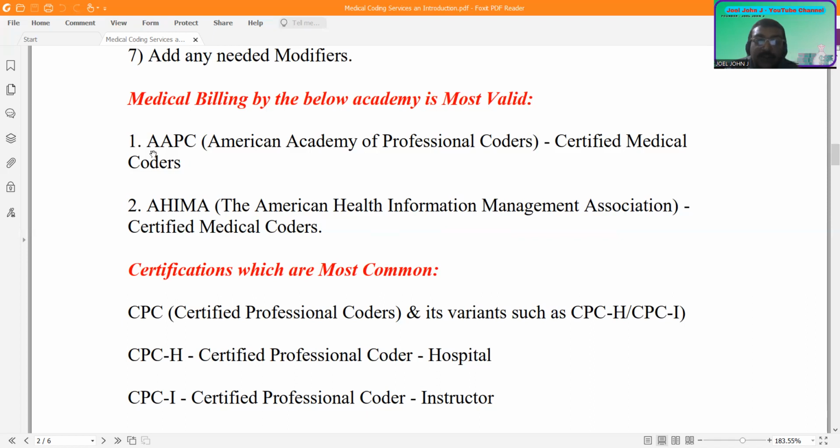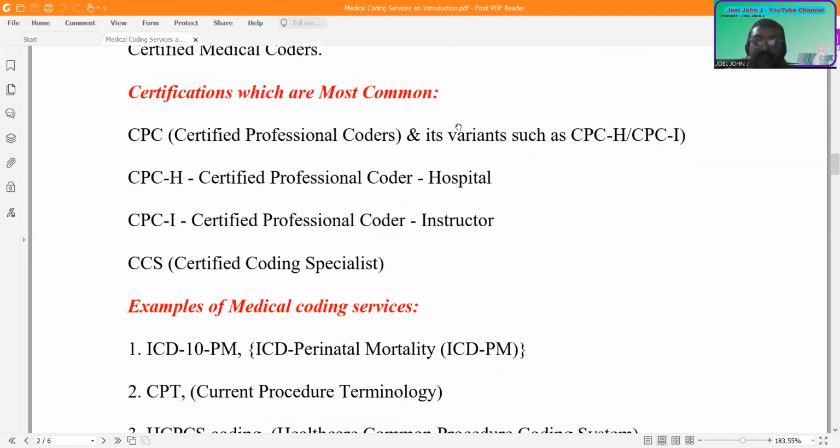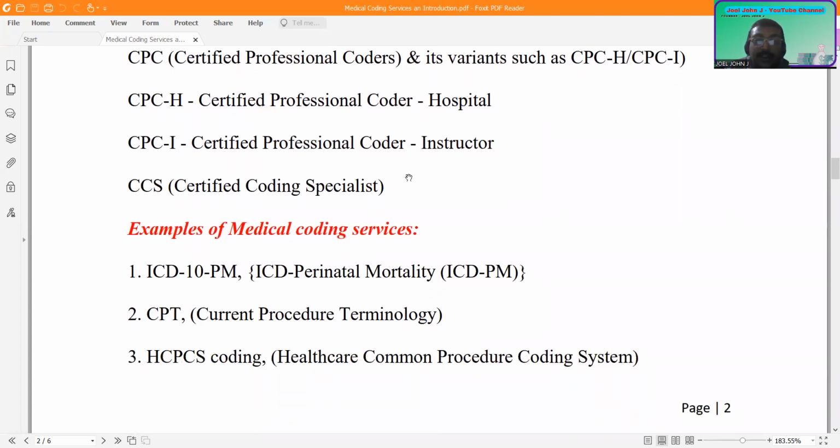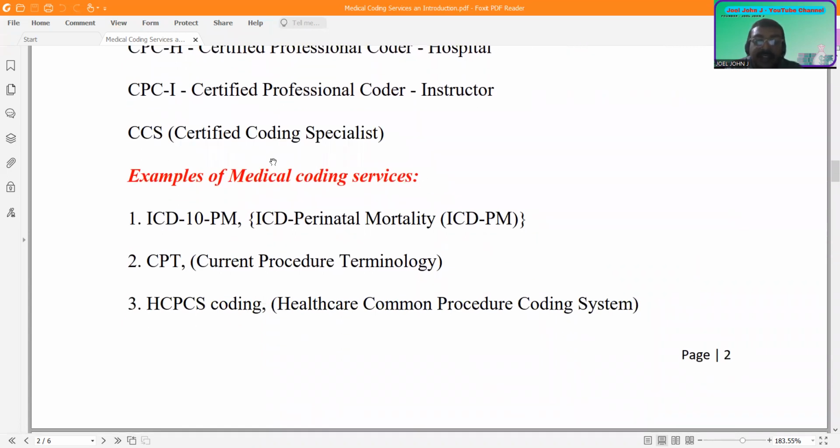The first one is AAPC, that stands for American Academy of Professional Coders, Certified Medical Coder. And the next one is given by AHIMA. AHIMA stands for the American Health Information Management Association, and they also give Certified Medical Coders. Okay. What are the certificates which are most common? CPC, Certified Professional Coder, and its variants such as CPC-H and CPC-I. CPC-H stands for Certified Professional Coder Hospital, and CPC-I stands for Certified Professional Coder Instructor level. Okay. And another one is CCS, which stands for Certified Coding Specialist.